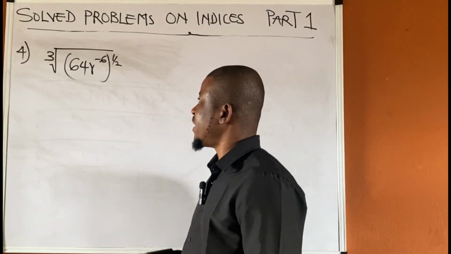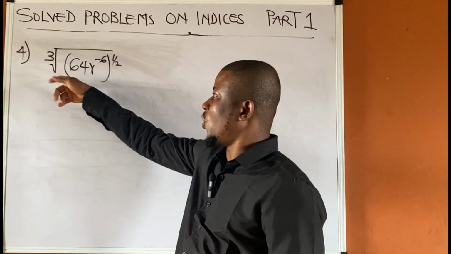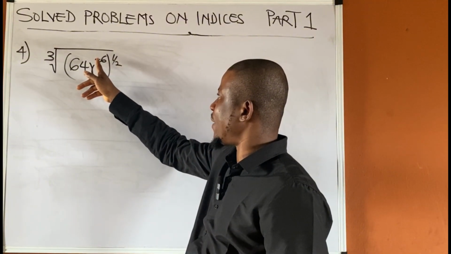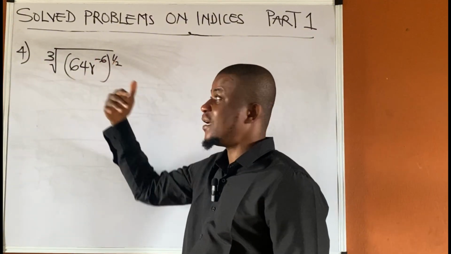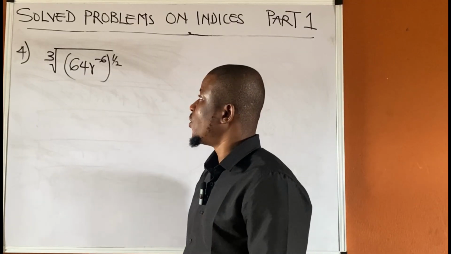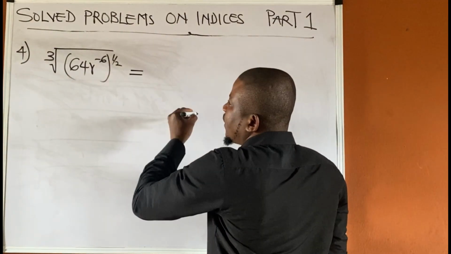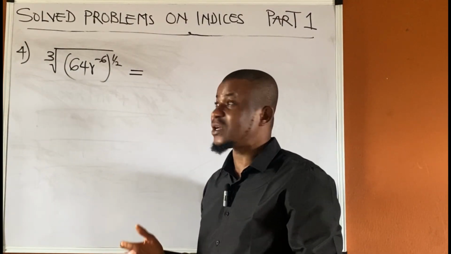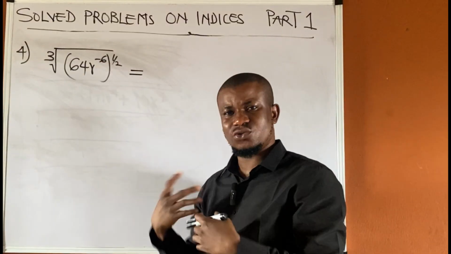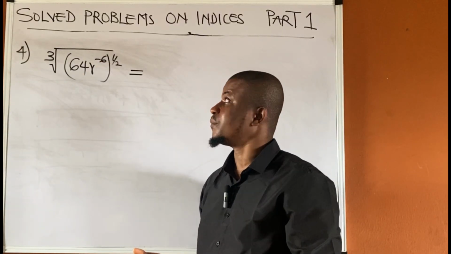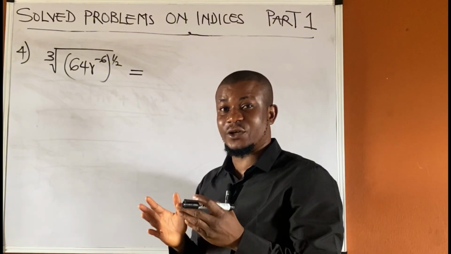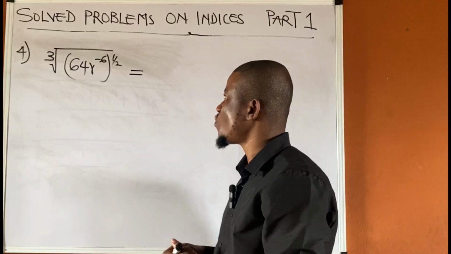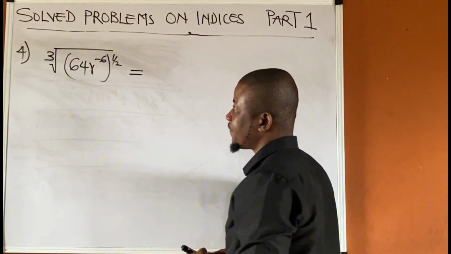The next question on the board here is the third root, or the cube root, of 64r to power negative 6, or to power half. Let's simplify this problem. To solve this, we can take different methods, different approaches. As long as you are following the laws of indices, you can still arrive at the same answer. So let's just work with a method I have in mind.